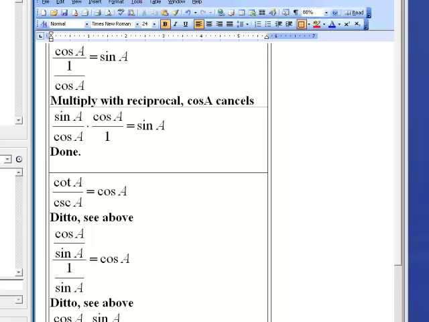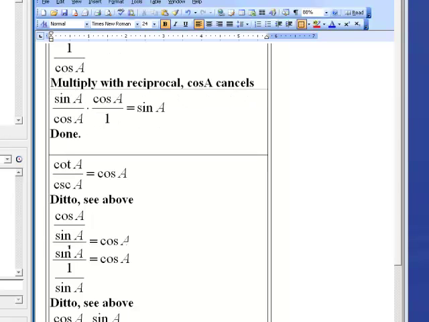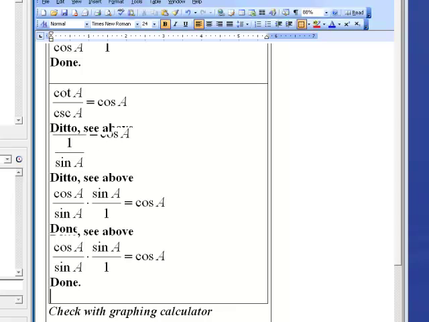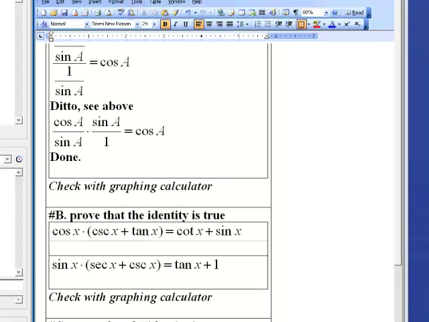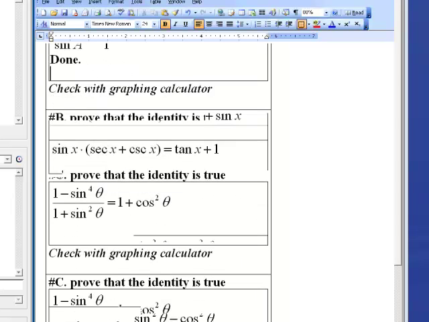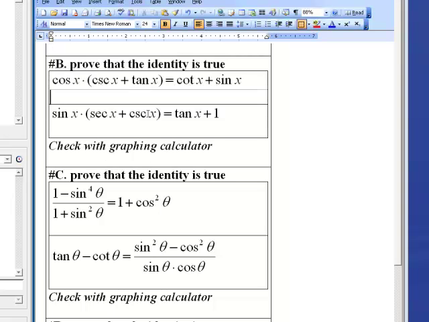Okay. Check with the graphing calculator. I believe I will just do one of these two here in a moment. Let me do the next problem set, and then I can just switch over to a graphing calculator and do two at once. Let's see. Prove that this next identity is true.